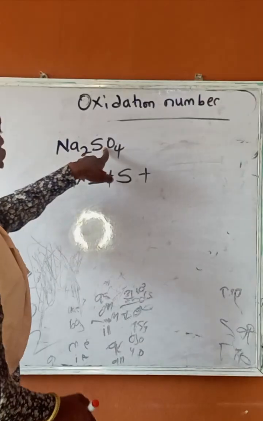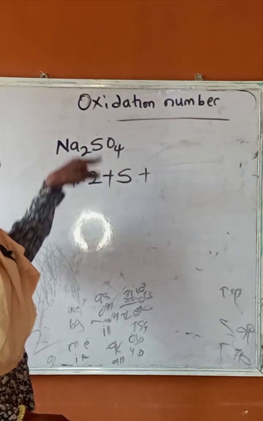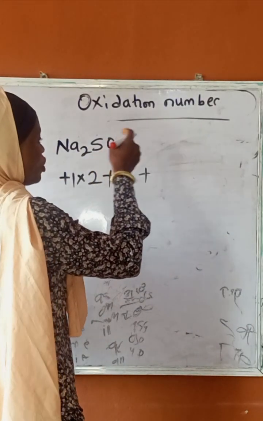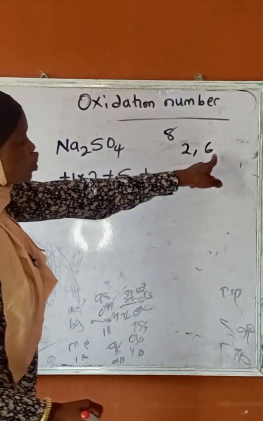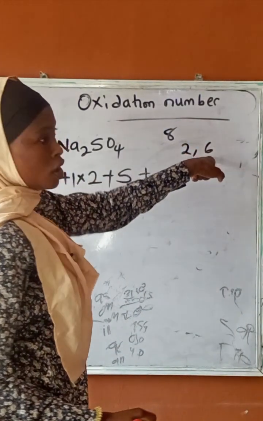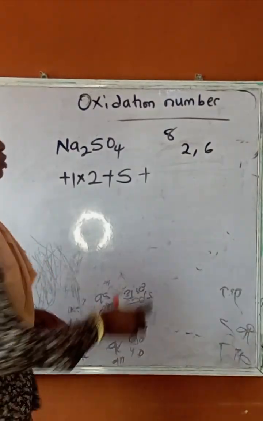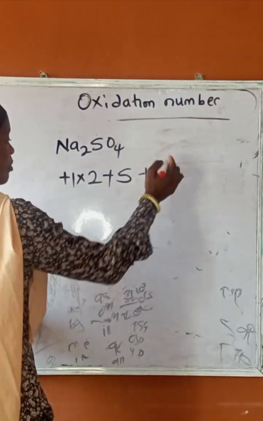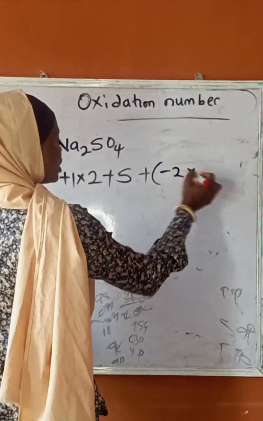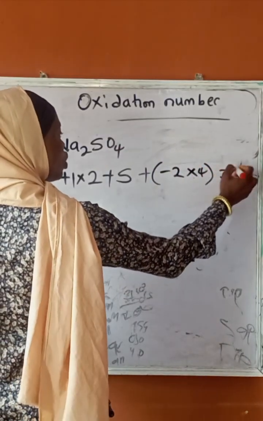The oxidation number of oxygen is -2. How do I arrive at that? It has an atomic number of 8, so it can be expressed as 2,6. So it needs 2 electrons to make it up to 8. So it will be written as -2, meaning it's a non-metal. So multiply by this 4, everything equal to 0.